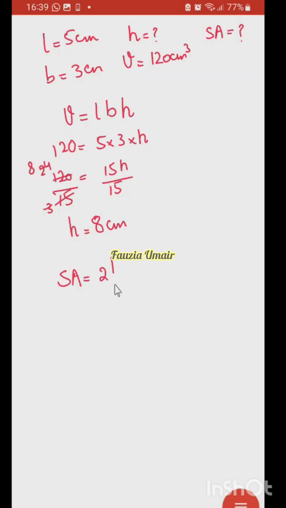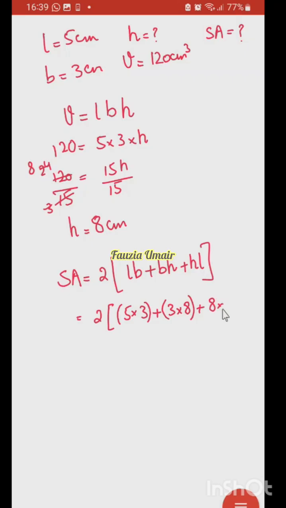So 2 multiplied with, what is the formula? LB plus BH and then HL. Very good. So now we will just put the values. We know the length, breadth and height. L is 5 multiplied by 3 plus 3 multiplied by 8 plus 8 multiplied with 5. Right? Ma'am, can I put the values? Yes beta, yes Amrish.